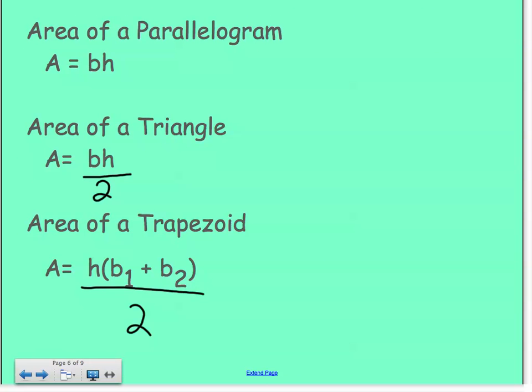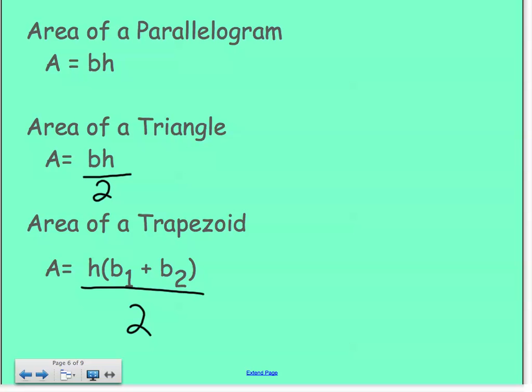Okay. In 7.6, we talked about areas. So these are important. This is probably some of the real-life math that you're going to take out of 7th grade. Make sure that you can use and manipulate these formulas to help you. The area of a parallelogram is base times height. Area of a triangle is base times height divided by 2. And the area of a trapezoid is the height times base 1 plus base 2 divided by 2.